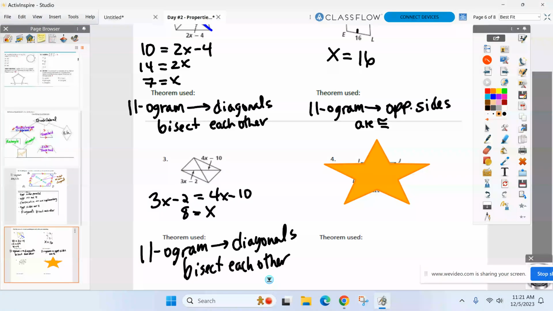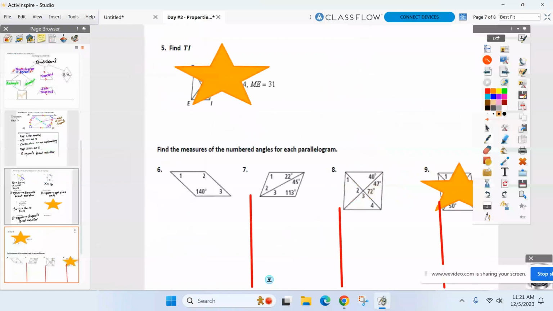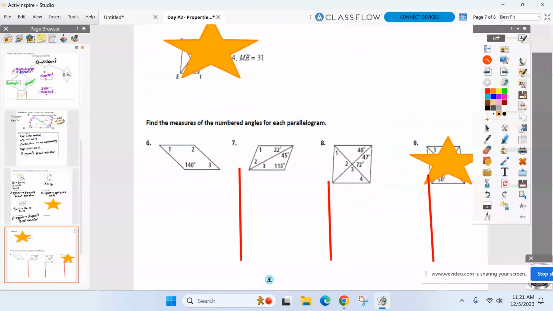Okay, now let's go to angles. Let's go to angles, but here I'm going to let you and your group work together to find the numbered angles. Now, before you get going, we have all these properties in your mind. You don't have to use a property. Can I use vertical angles? Yes. Can I use linear pairs or supplementary? Yes. Can I say there's 180 degrees in every triangle? Yes.